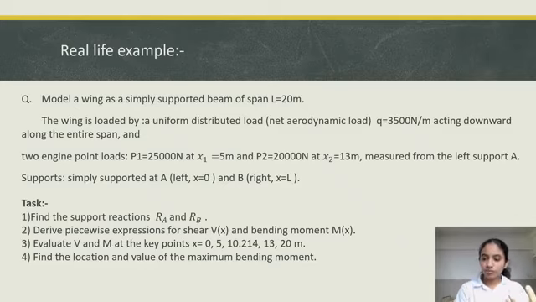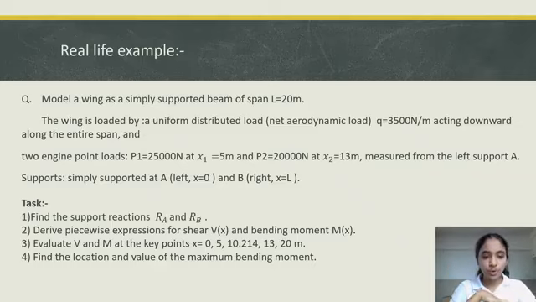Let's see some real life problems of how wings deflect and how forces act on these wings. Let's see one example. Model a wing as a simply supported beam of span 20 meters. The wing is loaded by a uniformly distributed load, meaning the net aerodynamic force, equal to 3500 Newton per meter, acting downward along the span. The UDL is acting upon this wing, which has a length of 20 meters. The UDL is 3500 Newton per meter.